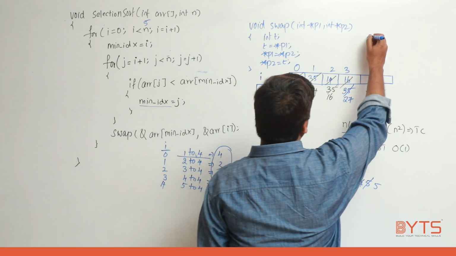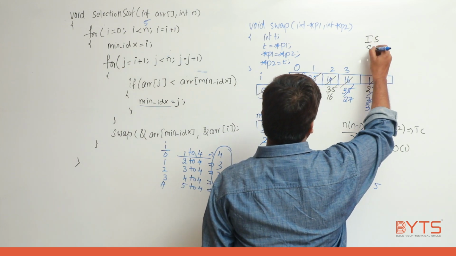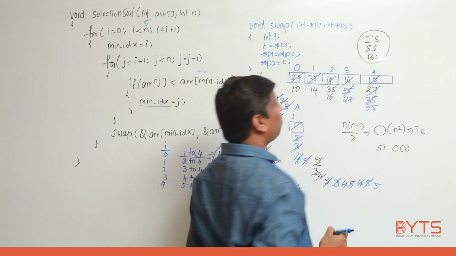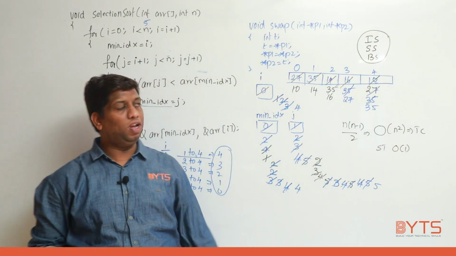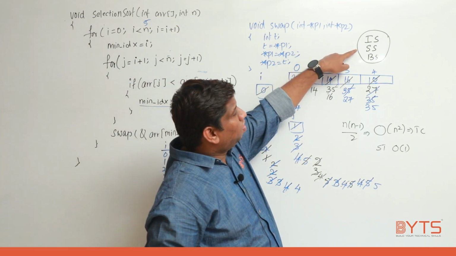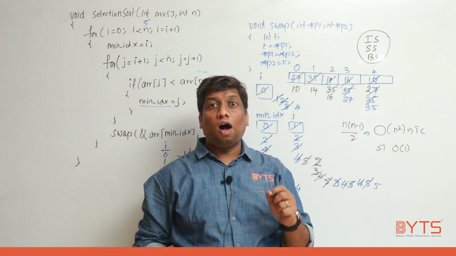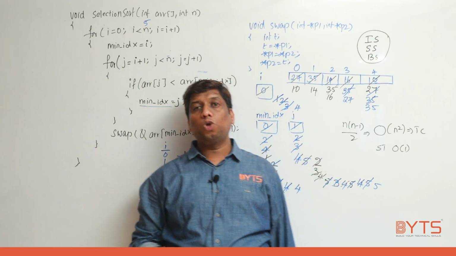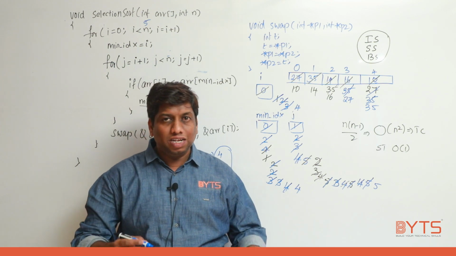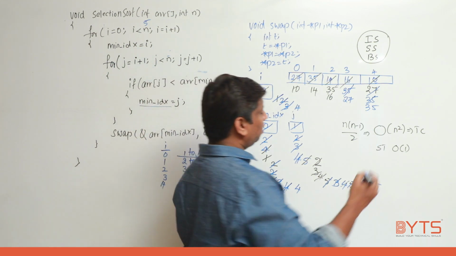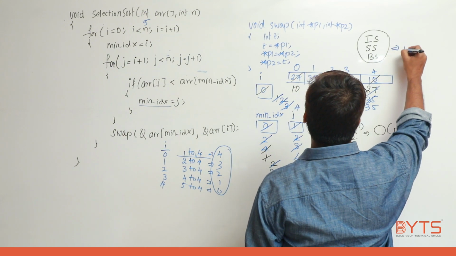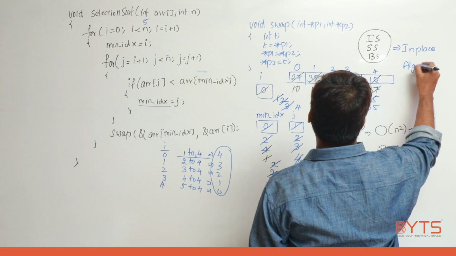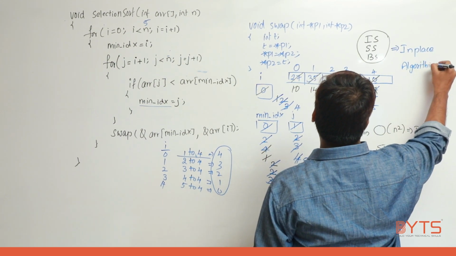Insertion sort, selection sort, bubble sort. There is a common property. Listen carefully. Insertion sort, selection sort, bubble sort are not using any extra space. That is the reason these 3 sorting techniques are called in-place sorting techniques. What are they called? In-place algorithms. Very important point I am telling.